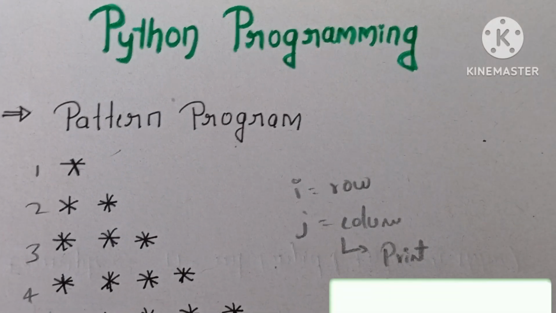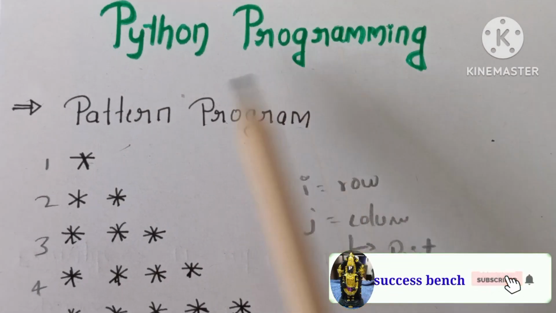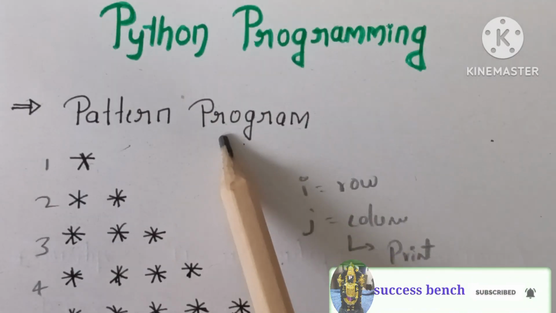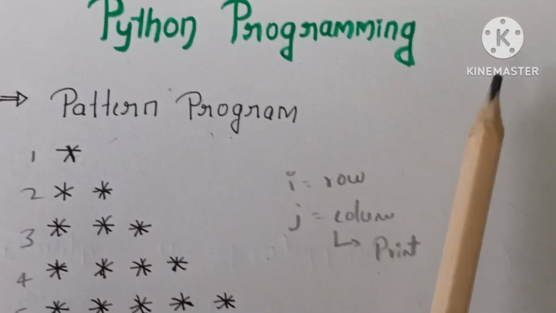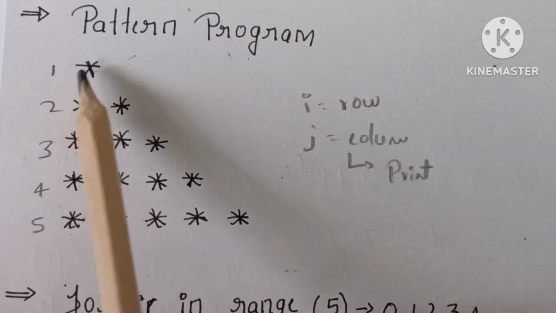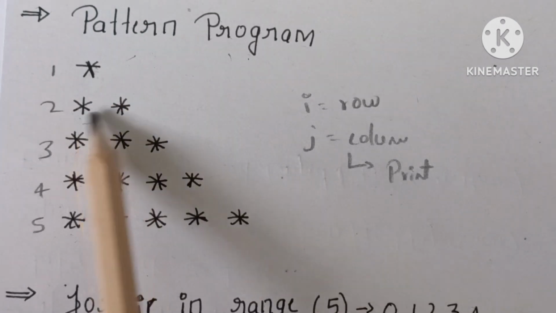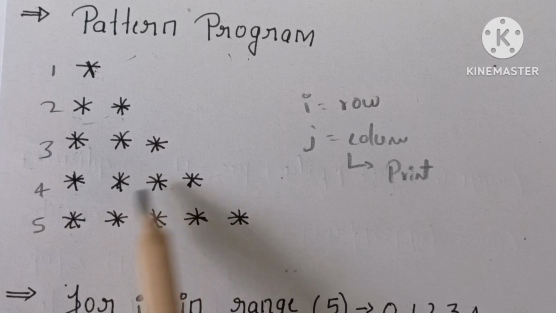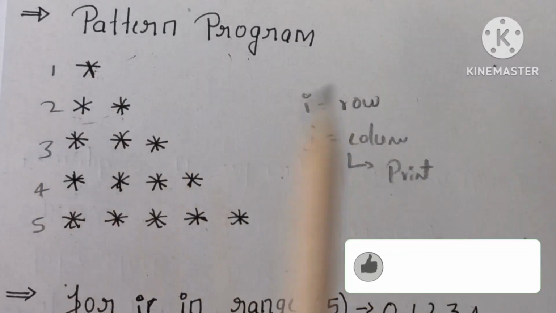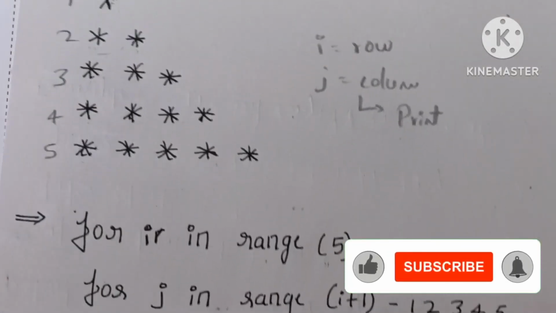Today I'm going to explain about Python programs. That is the pattern program. This is the most important program for a fresher or any interview for that purpose. So first I need to write print stars: star 1, star 2, star 3, star 4 and star 5. This is the star pattern method.